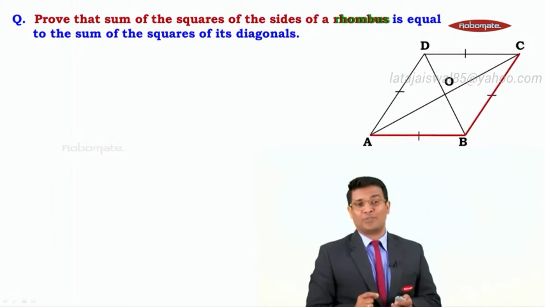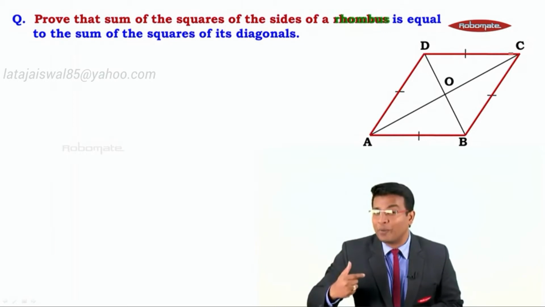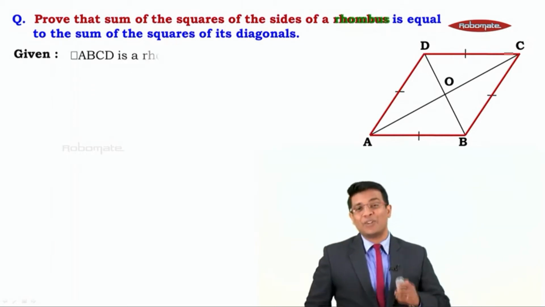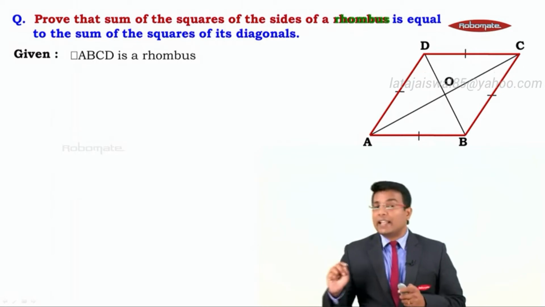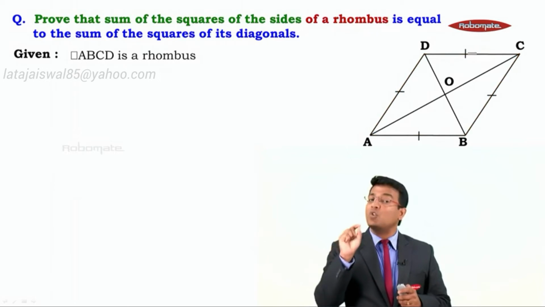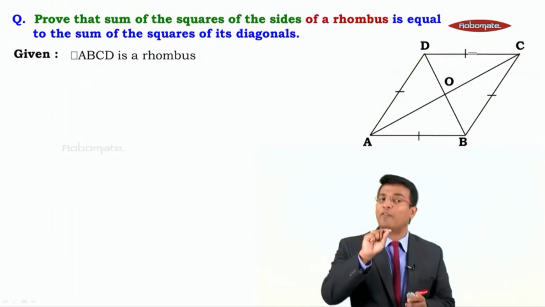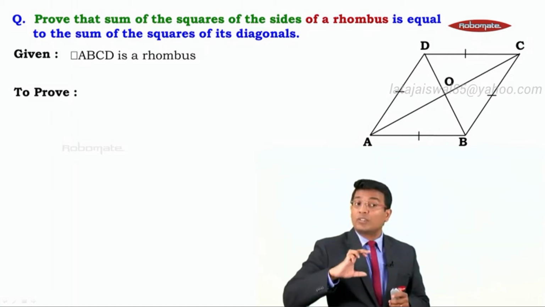Prove that the sum of the squares of the sides of a rhombus. So we need to have a rhombus first. So here we have quadrilateral ABCD, which is a rhombus. Rhombus means all the sides are equal. So we write there quadrilateral ABCD is a rhombus, right? Then it says that we have to prove that the sum of the squares of the sides of a rhombus.